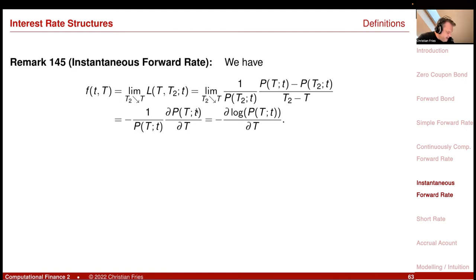We plug in the definition. So if little t capital T is the limit of the forward rate, then we plug in the definition of the forward rate. So the forward rate is the bond at the beginning of the period, P(T1), minus the bond at the end of the period, P(T2), divided by the bond at the end of the period. So actually it was P(T1) divided by P(T2) minus 1. And then the whole thing is divided by the period length.